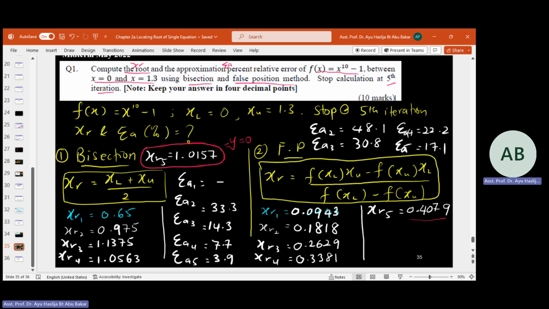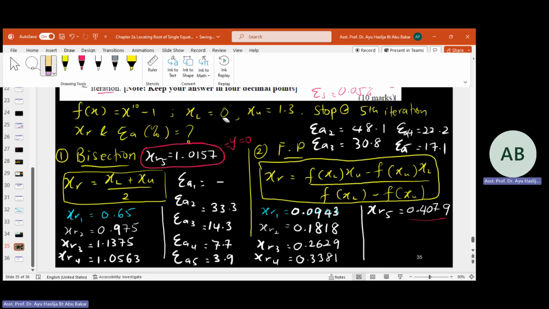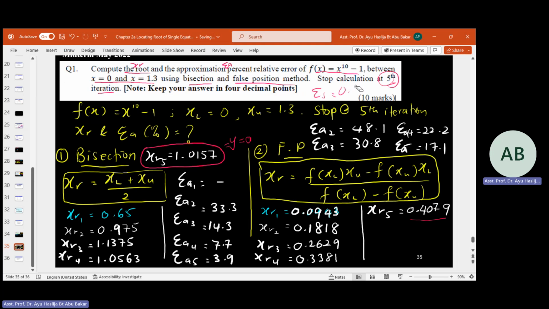Because this question asks you to stop at the fifth iteration, if your value is approaching 0, it should be correct already. Unless it asks you to stop the calculation at ES 0.05, then your answer might be very close to 0 already. So it depends on the stopping criterion. As long as it approaches 0, your answer should be correct.